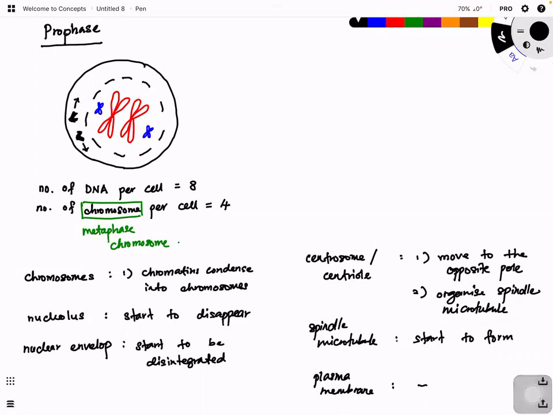So this spindle microtubule, when it starts to form, becomes longer and longer. When it becomes longer and longer, what actually happens? They are going to attach to the kinetochore of the centromere. Are you clear? Then what actually happens? They are going to push the chromosome towards the metaphase plate. Okay, so now we enter into the metaphase.